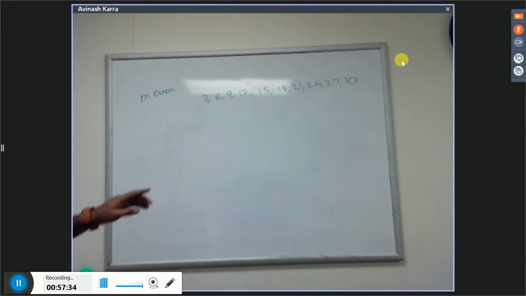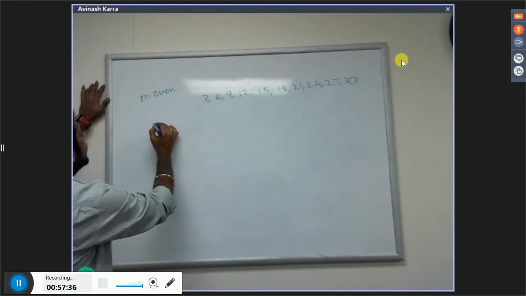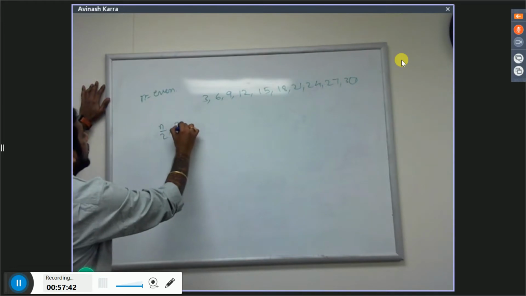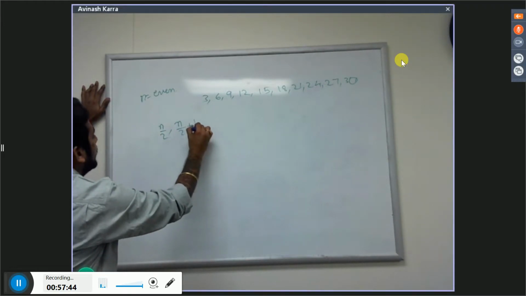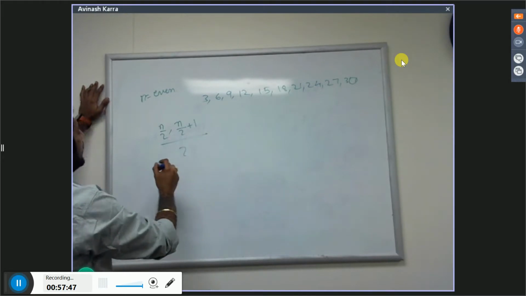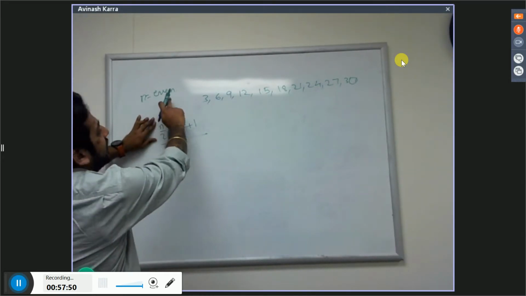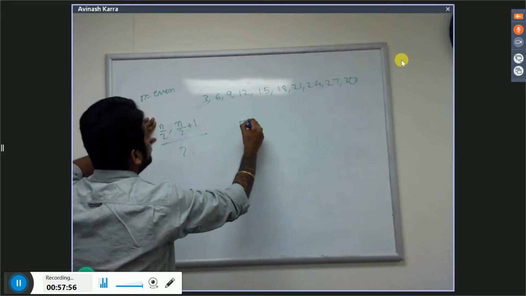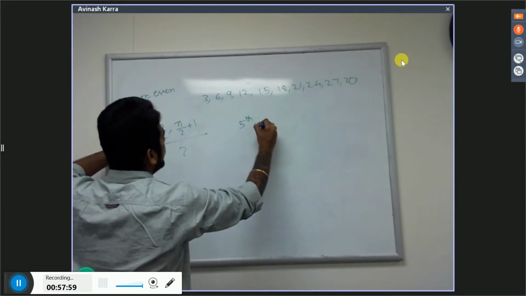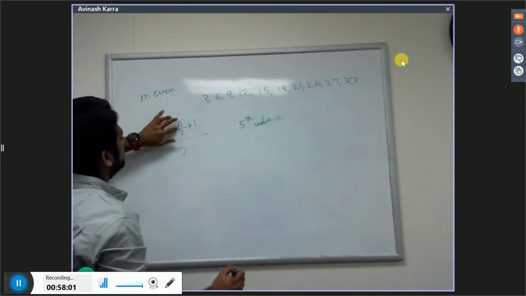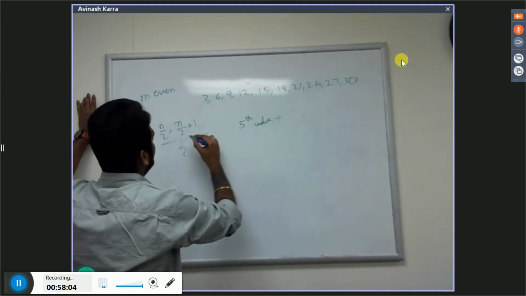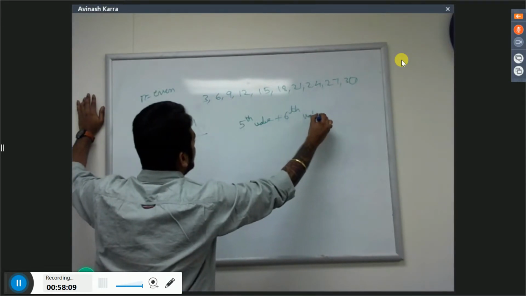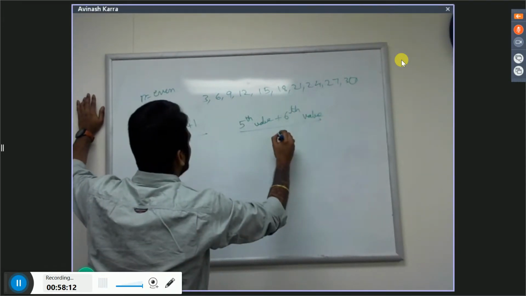When n is even, the average number is nothing but n by 2, comma, n by 2 plus 1 by 2. N by 2 is nothing but, for example, here there are 10 digits, right? 10 by 2 is 5, the fifth value, plus n by 2 plus 1, which is 5 plus 1, the sixth value, by 2.